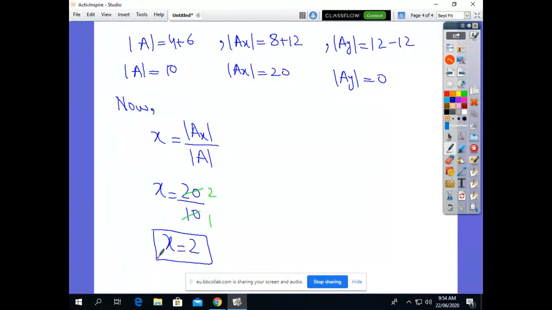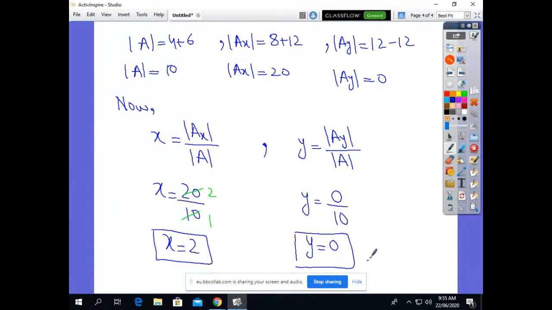Now similarly we find y. Y is the determinant of AY divided by the determinant of A. In the numerator we write the determinant of AY, and in the denominator we write the determinant of A. The determinant of AY is equal to 0, and the determinant of A is 10. After dividing 0 by 10, it becomes 0, which is the required answer.